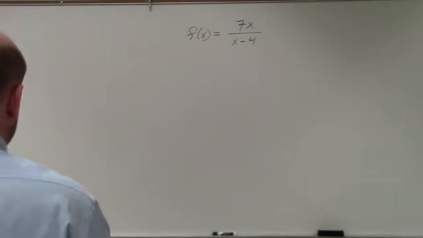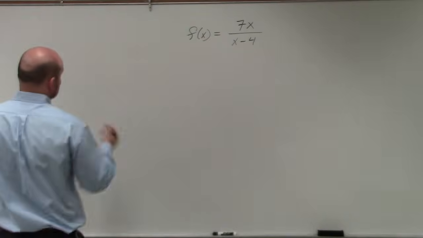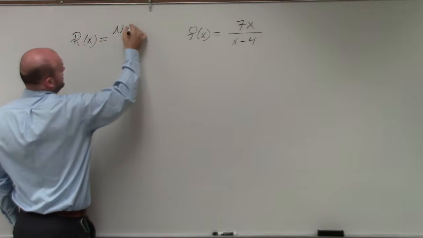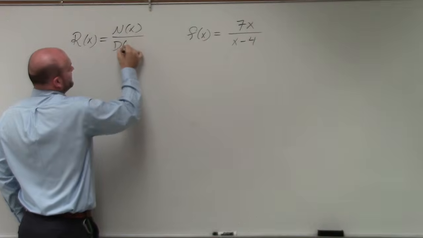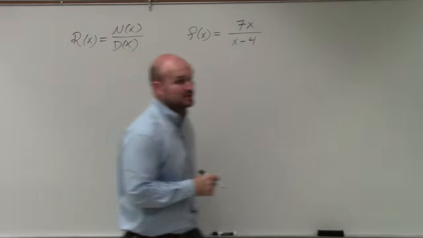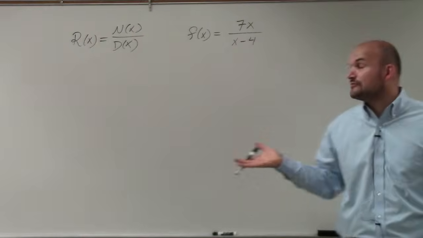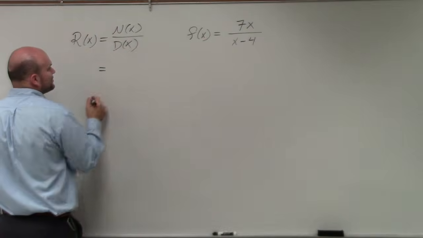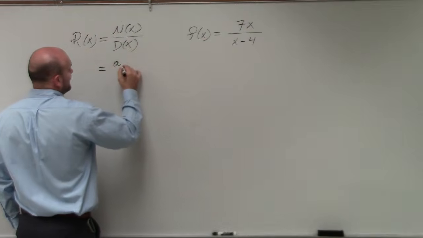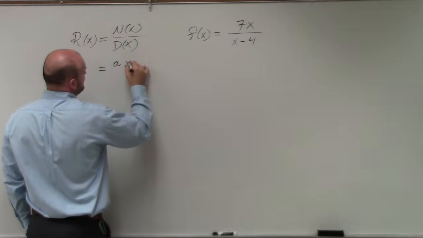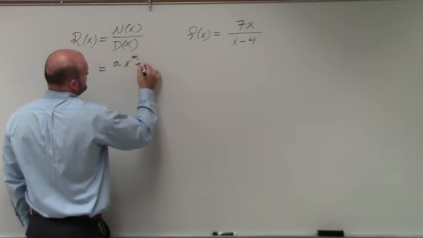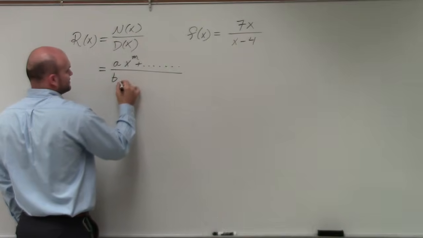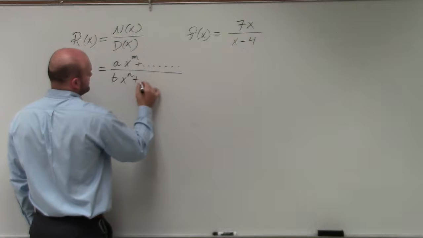So when dealing with a rational function, which we could call r of x, we'd have n of x over d of x, which basically means a rational function is going to have a function in the numerator and a different function in the denominator. We can look at those functions as a x to the m plus dot dot dot, over b x to the n plus dot dot dot.